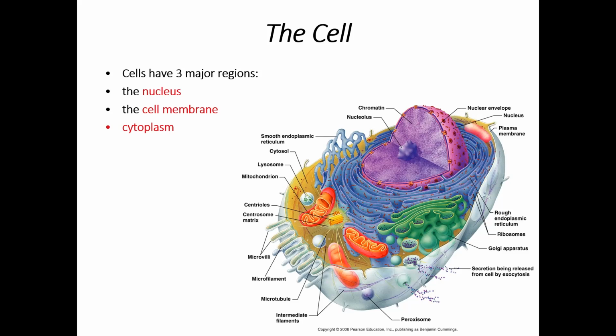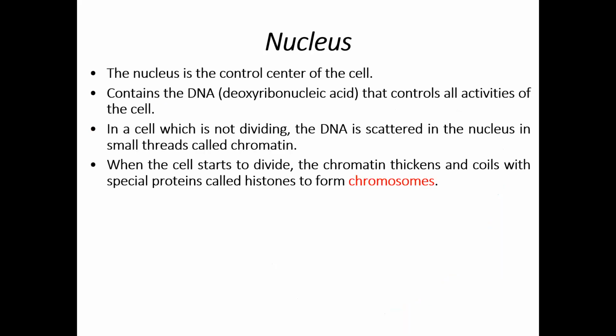But every cell, except for those red cells, is going to have a nucleus, a cell membrane, and the cytoplasm. The nucleus is our control center. That's where our DNA is found, in the form of chromosomes. We have 23 pairs of chromosomes in all of our what we call somatic cells. That's everything except the sex cells. So everything except the eggs and sperm is going to have 23 pairs of chromosomes. You get 23 chromosomes from your mother and 23 chromosomes from your father. That gives us 23 pairs, or 46 chromosomes.